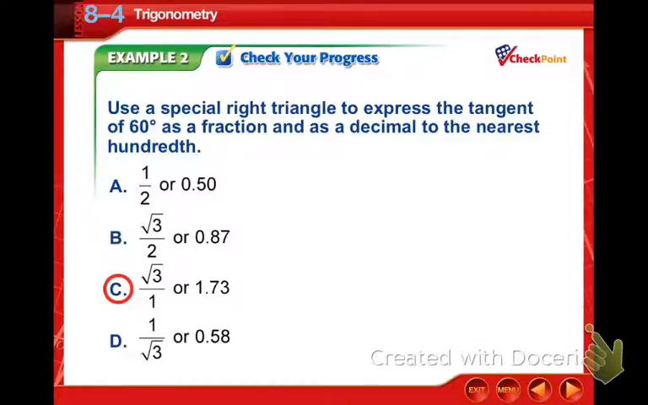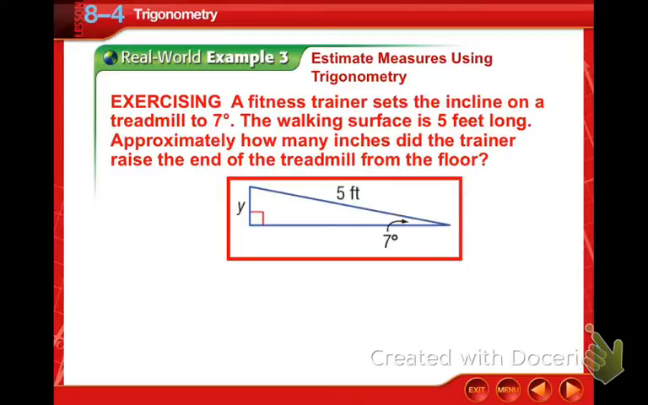So, example 3, part A. So here we have a fitness trainer sets the incline on a treadmill to 7 degrees. The walking surface is 5 feet long. Approximately how many inches did the trainer raise the end of the treadmill from the floor?